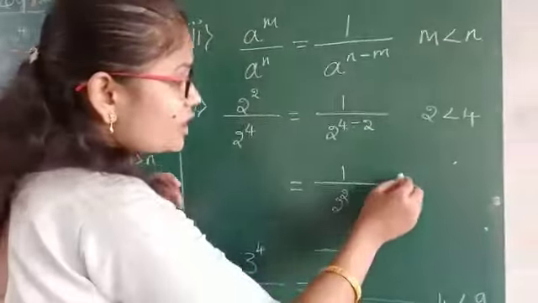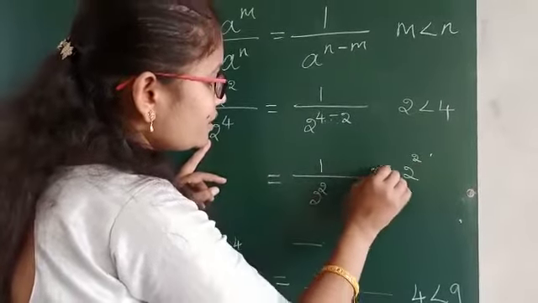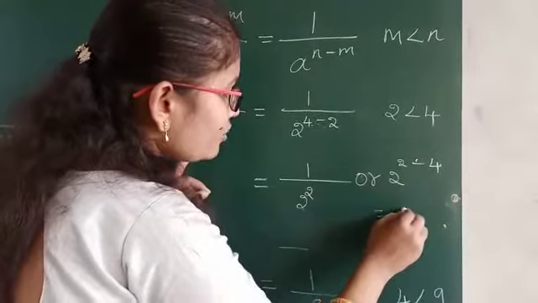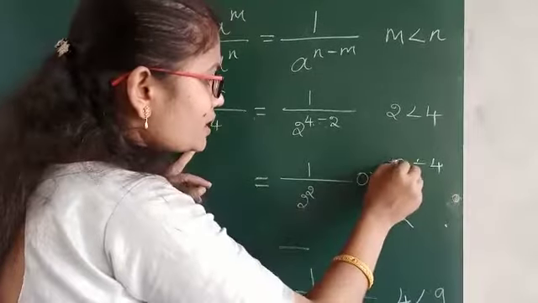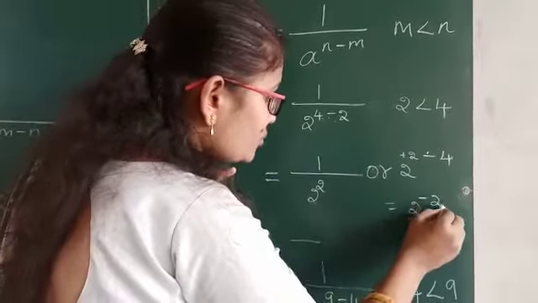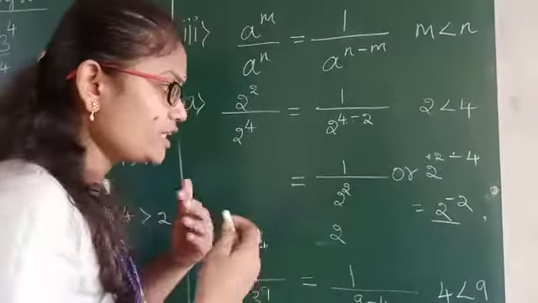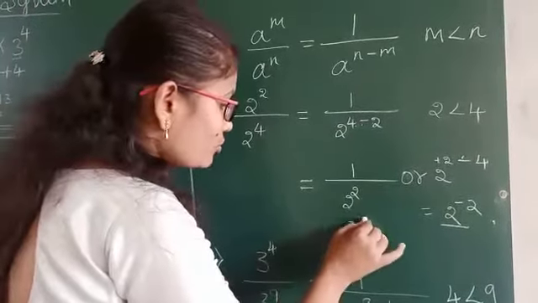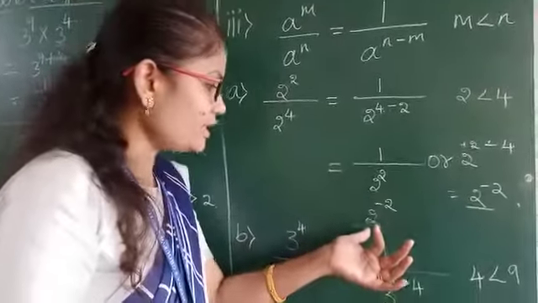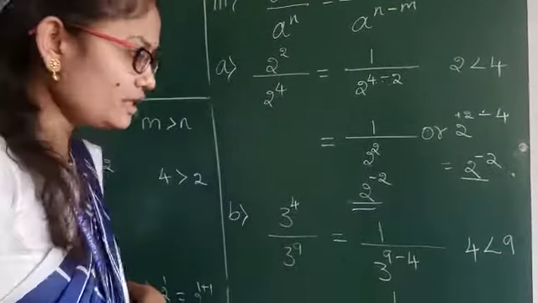Even you can take it as a to the power of m minus n. At that time, what happens? You can take 2 to the power of 2 minus 4. Then here, plus minus means we have to do subtraction. Then what happened here? Minus 2. Even 1 by 2 to the power of 2, if you take in the negative index, becomes 2 to the power of minus 2. The reverse form of 1 by 2 to the power of 2 is nothing but 2 to the power of minus 2. In both cases you are going to get the same answer.